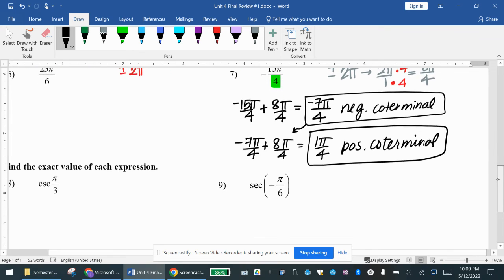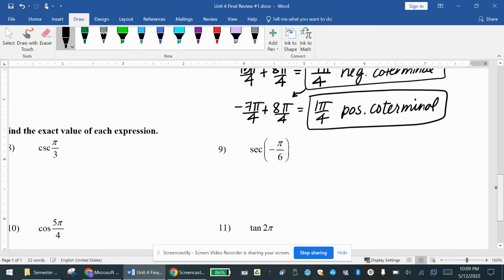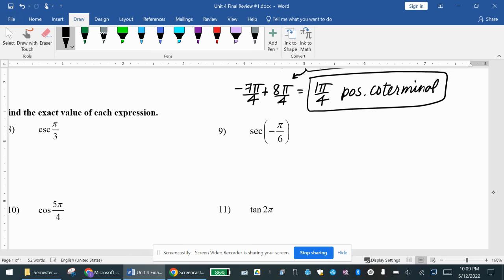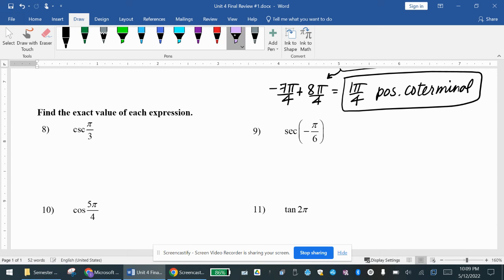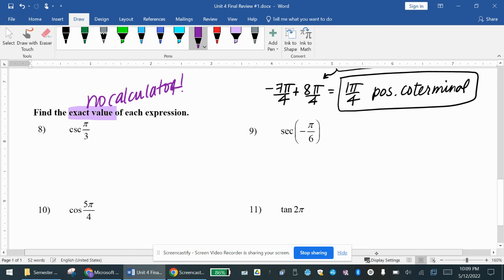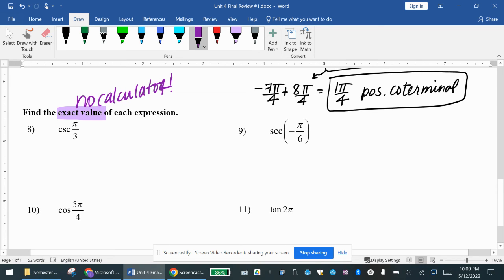All right, so these next few were a huge main focus, and we spent many days on these types of problems. It says find the exact value of the expression. Again, quick reminder, this is no calculator. This whole section is no calculator. All right, so I'm going to do, let's see, I'll do 9 and 11 to help refresh your memory.